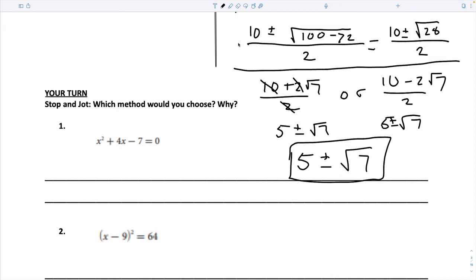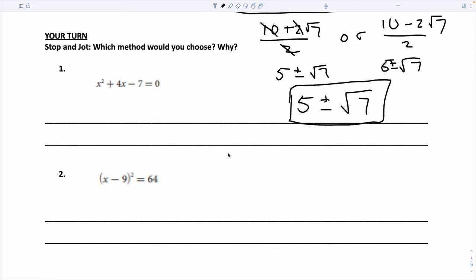It should not be negative 5 because 10 divided by 2 is 5. I have a positive 5 on the left and I'm subtracting 5 from both sides. So I got x equals negative 5 plus or minus the square root of 7. Okay, our signs are off somewhere, so I'll have to check that.